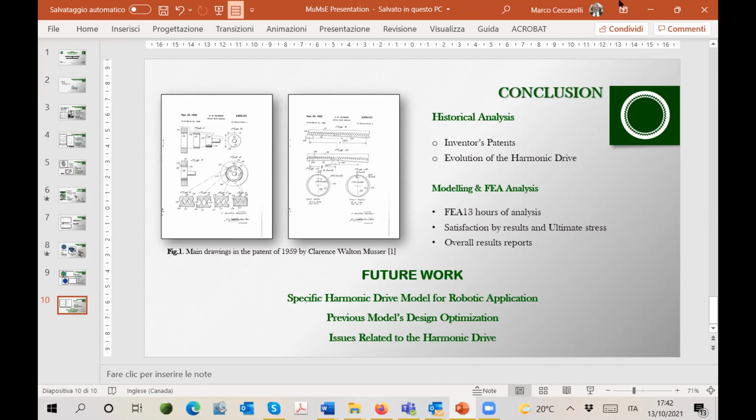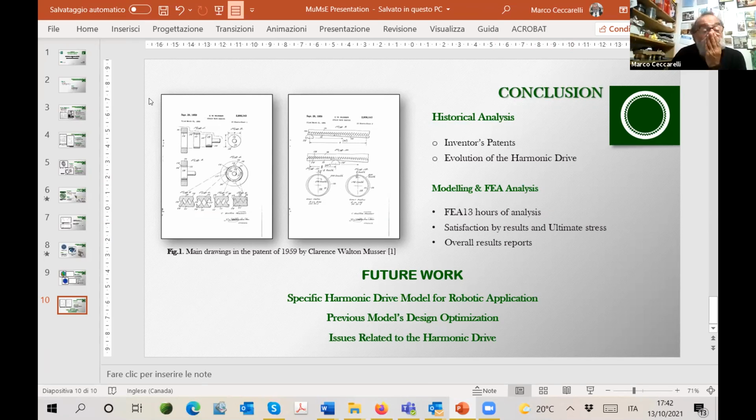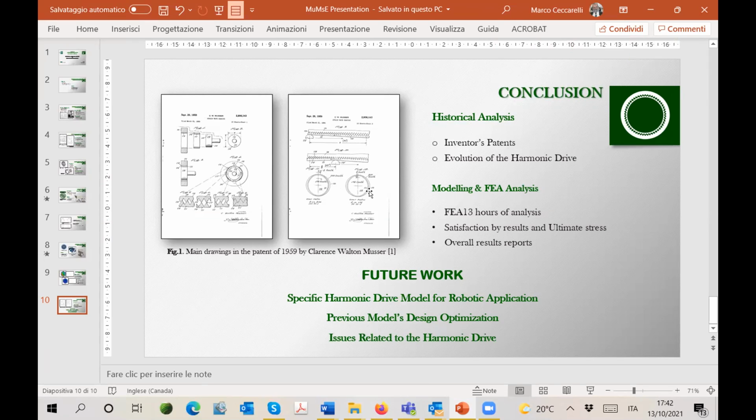Any question? I have a question. Could I? Yeah, please. Just a simple question. In your finite element analysis, are you using contact analysis between different parts?